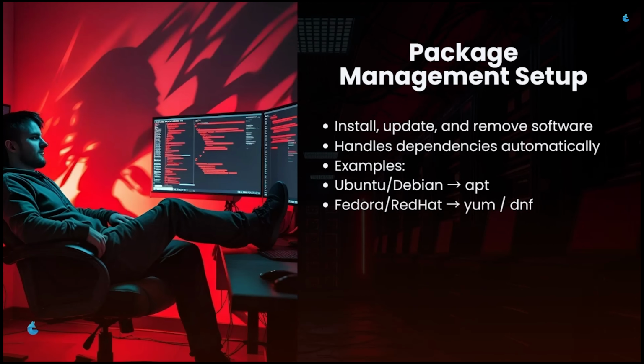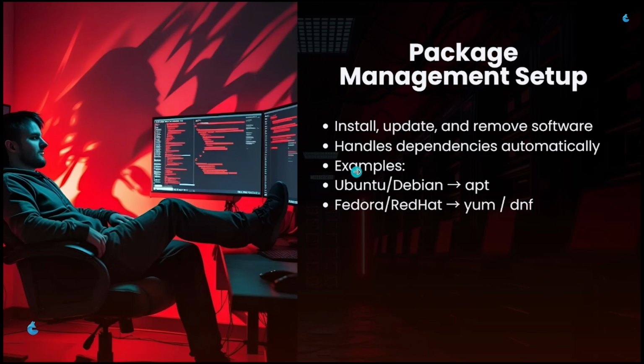One of the most powerful features of Linux is its package management system. Instead of downloading software from websites like in Windows, Linux lets you install, update, and remove software directly from trusted repositories. Package managers also handle dependencies automatically, so you don't have to worry about missing libraries. For example, on Debian-based systems like Ubuntu, the command apt install is used to install software. Vice versa, on Fedora or Red Hat systems, the equivalent commands are yum install or dnf install. So generally, package managers make Linux secure, simple, and efficient.